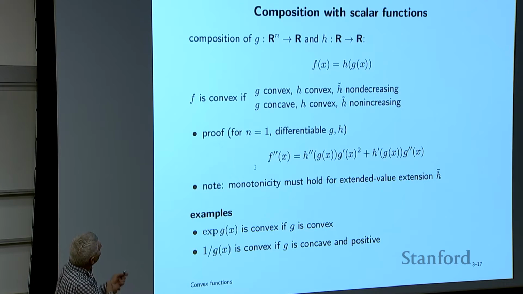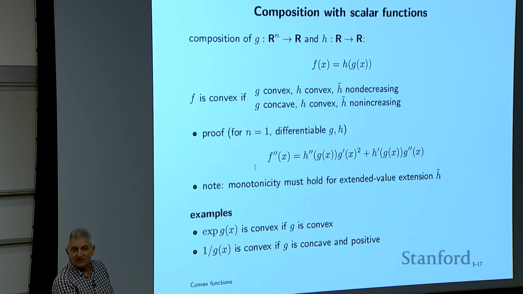Here's one. It also works this way. If h is decreasing, if the outer function is convex and decreasing, then if g is concave, this composition is convex. And by the way, you can get that from the other one by substituting minus g and stuff like that. So here's an example: 1 over g(x), the inverse of a positive concave function, is convex.